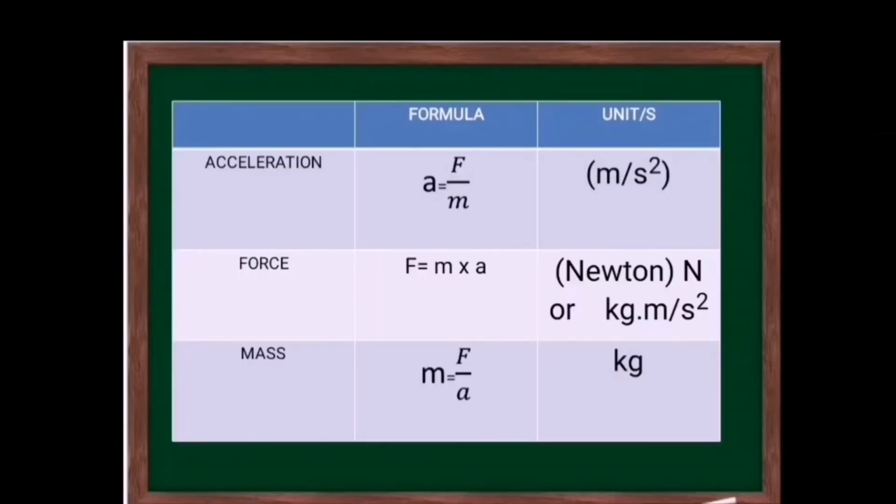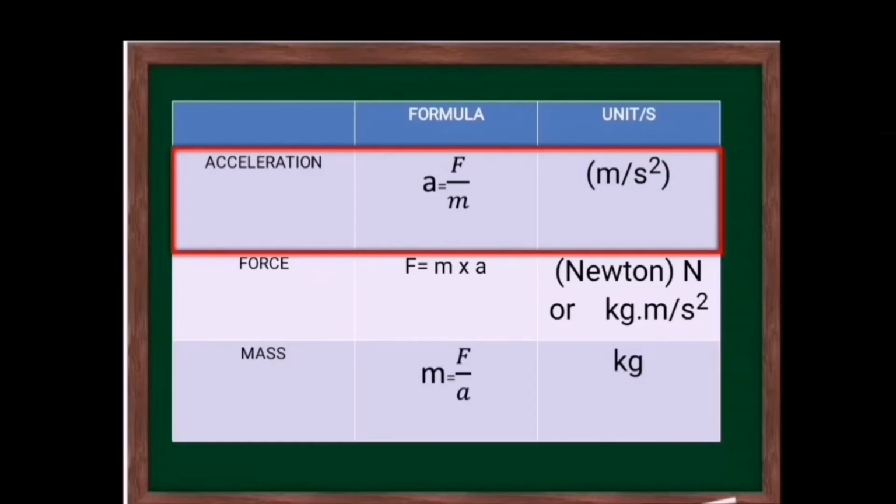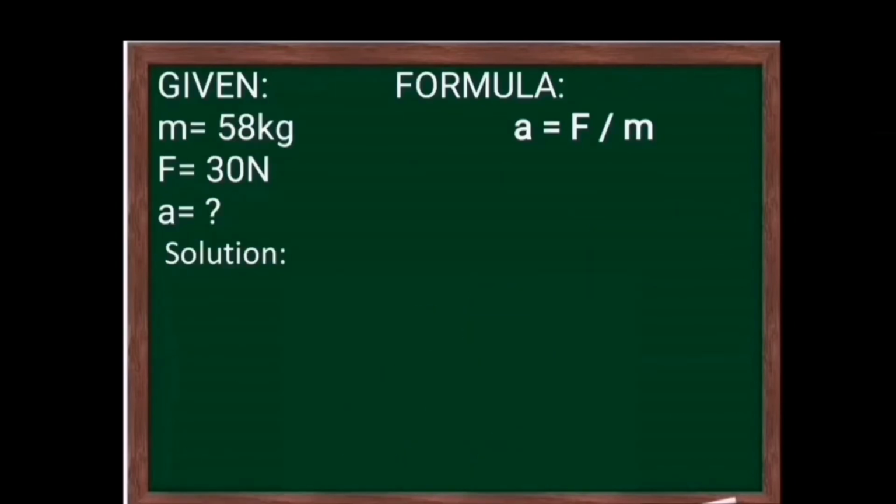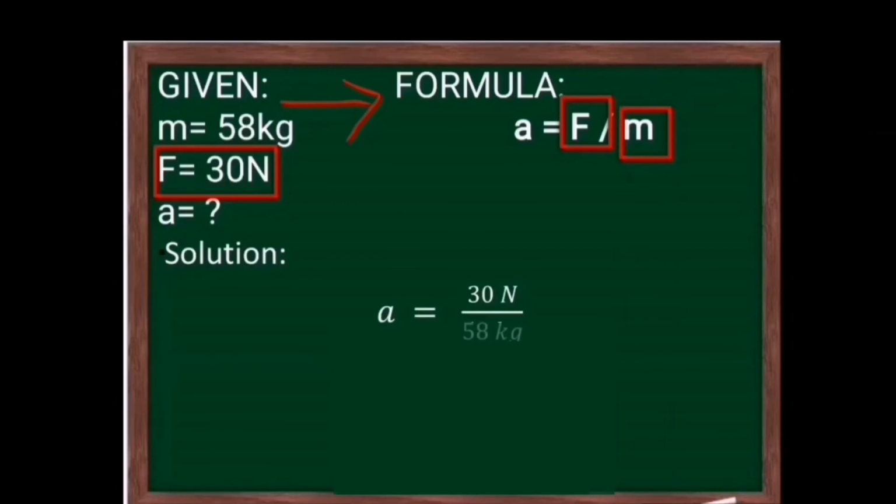Going back to the table, the formula for acceleration is equal to force divided by mass. So we will put the formula: acceleration is equal to force over mass. Now, substitute the given to the formula. Again, the formula is acceleration is equal to force divided by mass. The given force is 30 Newton, so substitute 30 Newton to the force. Then substitute the given mass to the formula. So we will have acceleration is equal to 30 Newton divided by 58 kilogram.